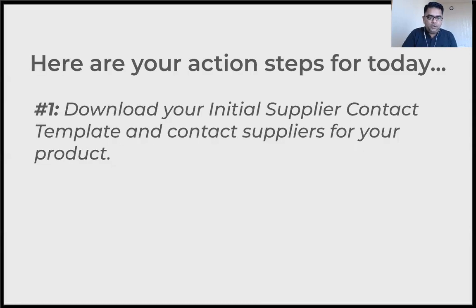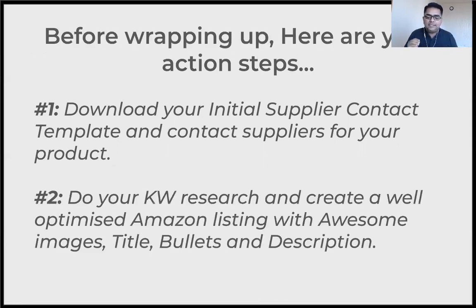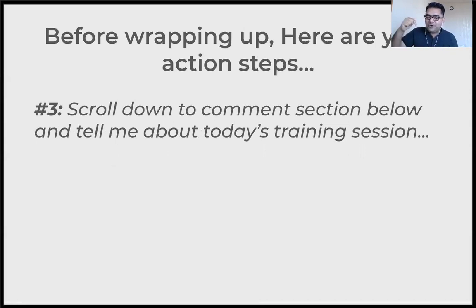Before wrapping up for today's class, here are your action steps for today. Number one, download the initial supplier contact template and contact suppliers for your product. Number two, do your keyword research and create a well-optimized Amazon listing with awesome images, title, bullets, and description. Number three, as usual, scroll down below and leave your comment. What do you think about today's lesson? How was this training going?